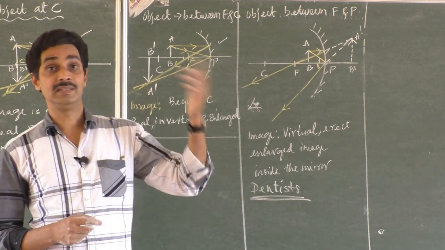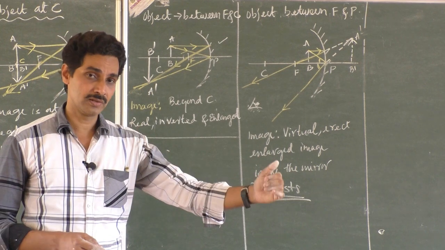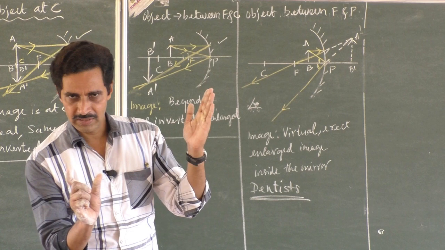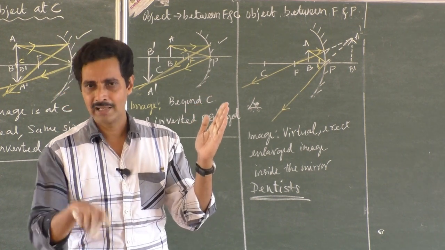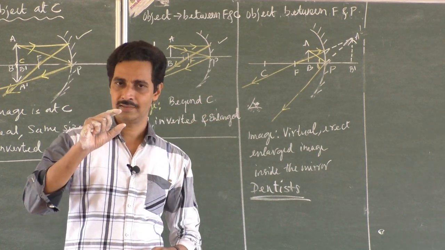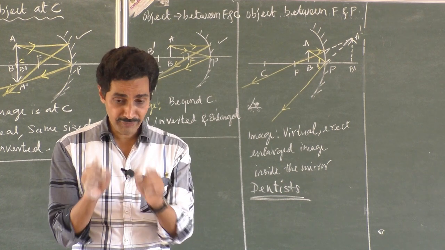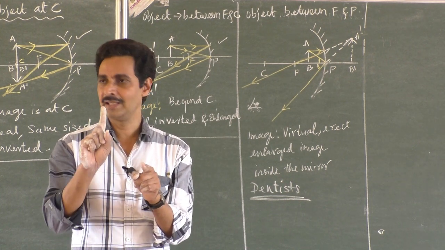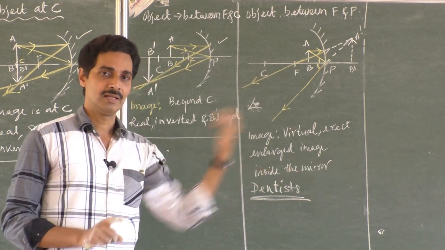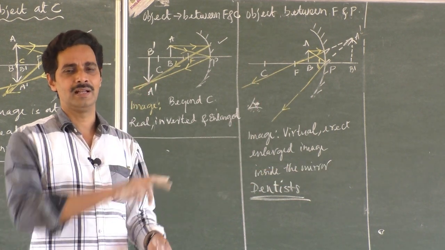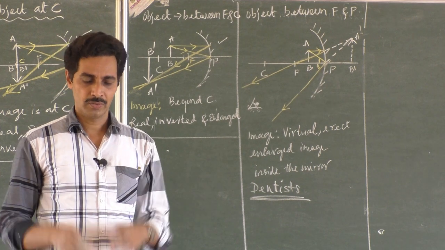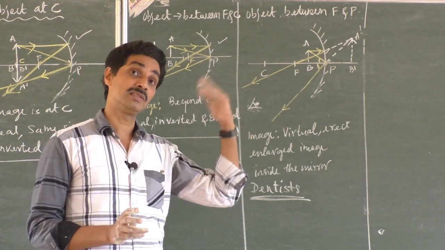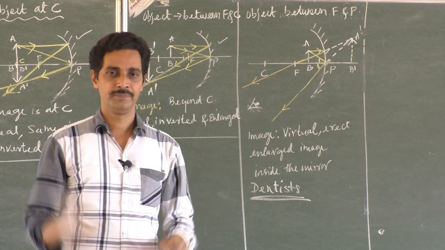Object beyond C. I have already told, whatever is beyond C, it should be diminished, right? Object beyond C. Image is between F and C, inverted, real, smaller size. Object between F and C, focus and center. When the object is between F and C, image is beyond C, and it is enlarged, inverted, real. Inverted real is common now. So when the object is between focus and center, image is formed beyond the center, enlarged, inverted, real.